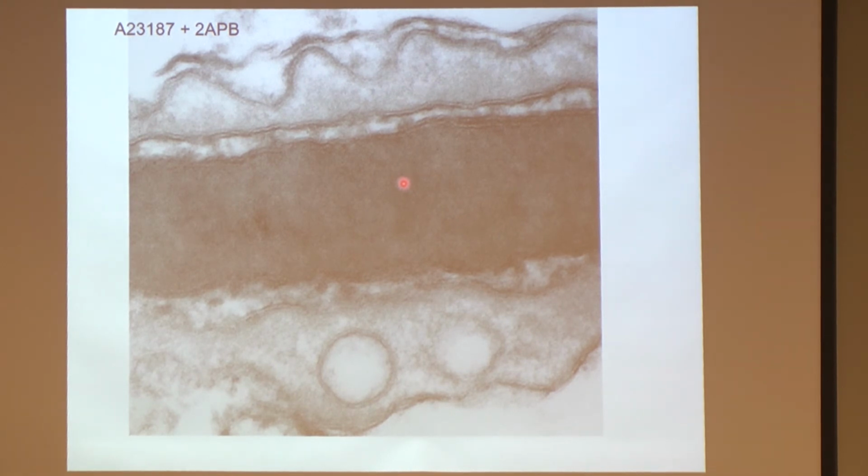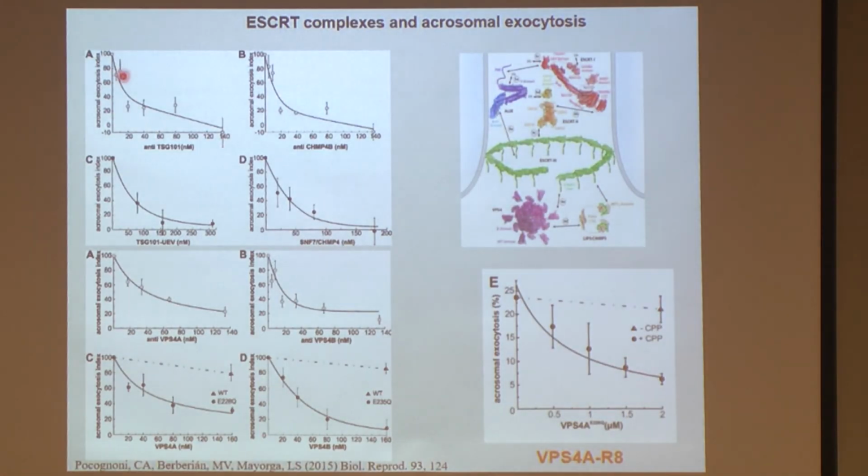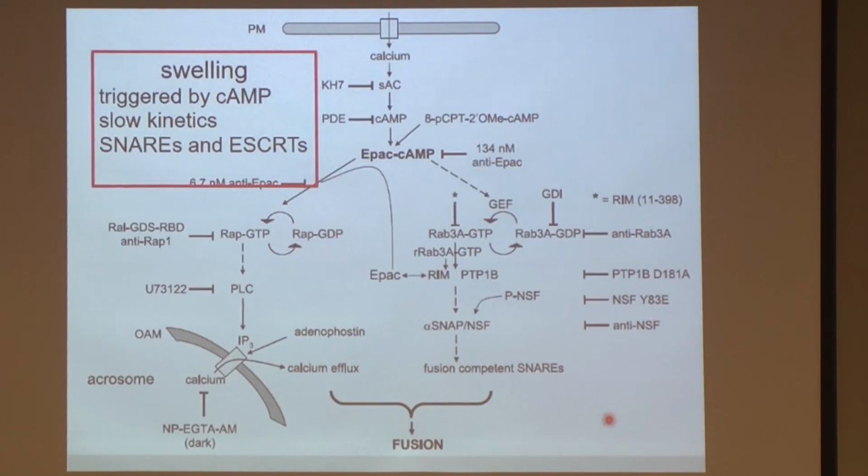And that requires a series of complexes called ESCRT complexes. So what we did was to interfere with the function of ESCRT complexes using 4 different proteins and 4 different antibodies, and all of them block secretion. This was done in permeabilized sperm. This was done in non-permeabilized sperm using one of these proteins attached to a CPP. So now we know that SNARE and ESCRT are part of the mechanism of the swelling.